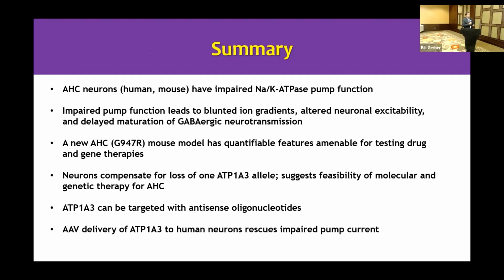action potentials. We think that also impairs the switch of the neurotransmitter GABA from being excitatory to being inhibitory, as in mature neurons. And that may relate to both the attacks of weakness and dystonia, as well as the developmental delay. Our mouse model, which I've never talked about in public before, by the way, you're a privileged audience to hear this for the first time.